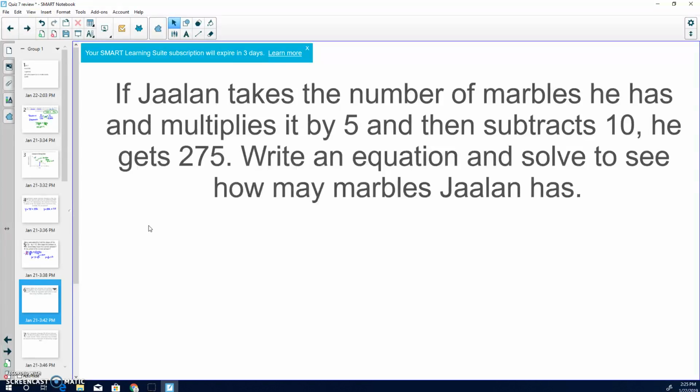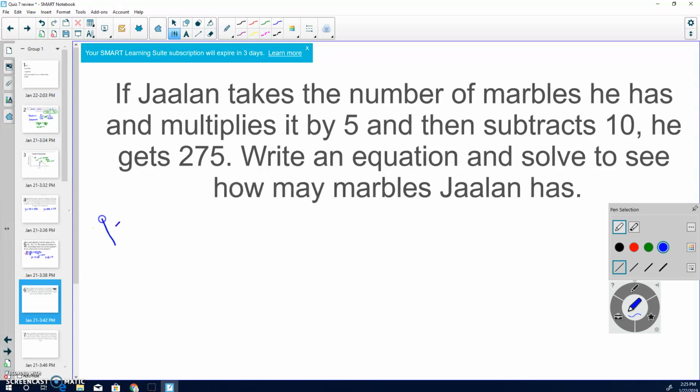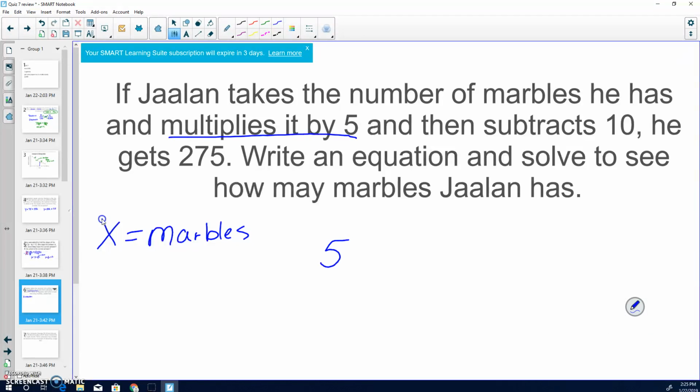If Jalen takes the number of marbles he has and multiplies it by 5 and subtracts 10, he gets 275. Write an equation and solve to see how many marbles Jalen has. I don't know how many marbles Jalen has, so I'm just going to call his marbles x. The first thing it tells me to do is multiply it by 5, so 5 times his marbles. And then subtracts 10. And he gets 275.